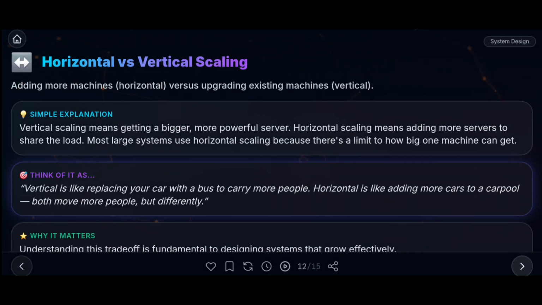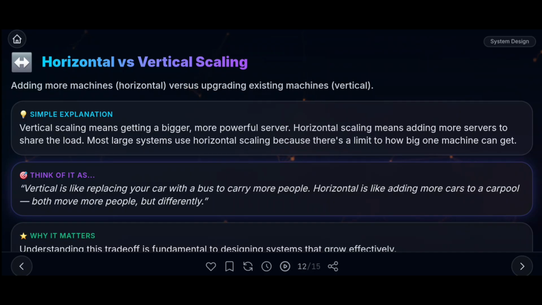Next is another very important concept: horizontal versus vertical scaling. In the first term we learned what scaling is. Scaling means the system should be in a position to handle an uneven increase of requests. It should handle 10 requests, or 10 million requests at a time. So what is horizontal scaling and vertical scaling? Adding more machines means horizontal, versus upgrading an existing machine is vertical. This is a simple definition.